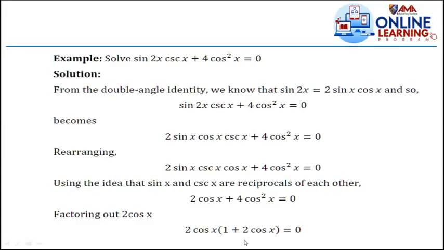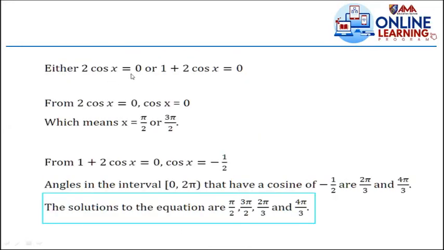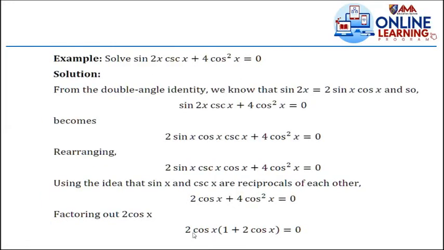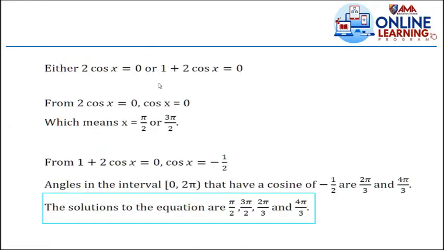When we factor it, 2 cosine x is the common factor. 2 cosine x by 1 is 2 cosine x, 2 cosine x by 2 cosine x is 4 cosine squared x, equal to 0. So either 2 cosine x is equal to 0, or 1 plus 2 cosine x is equal to 0. We are now going to have their answers. We're going to equate each one to 0.